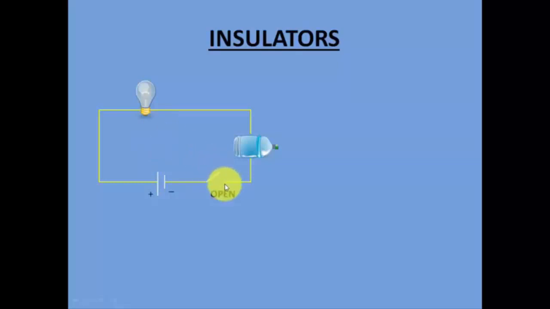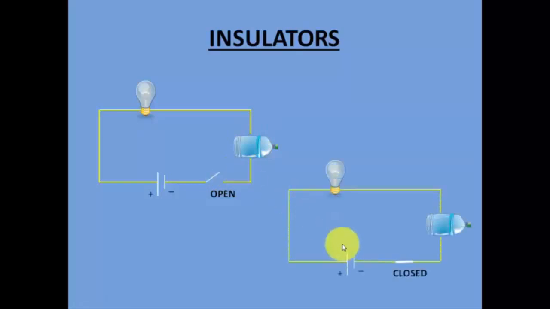In this case, when this key is open, the negatively charged electrons will not flow. Now what happens as soon as I close the key? Now the circuit is complete. So ideally the negatively charged particles should flow through this, and because the circuit is complete, the bulb should glow. But in this case, what do we see? We see that the bulb is not glowing.